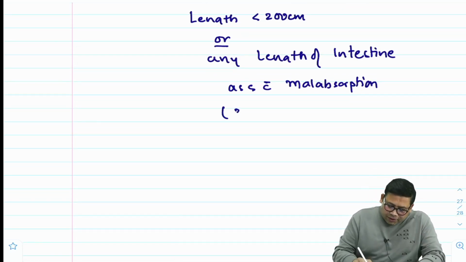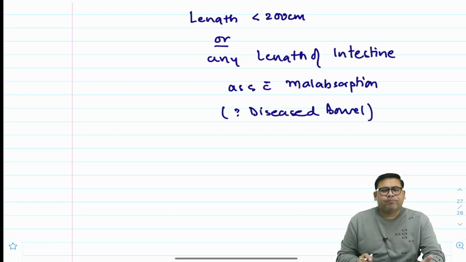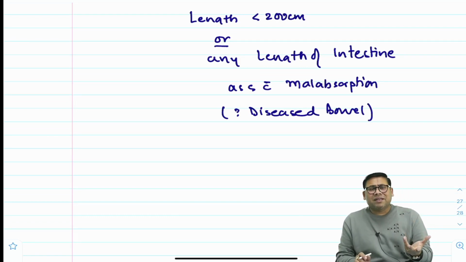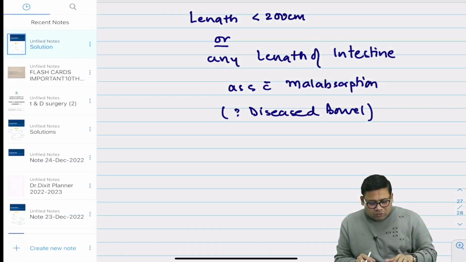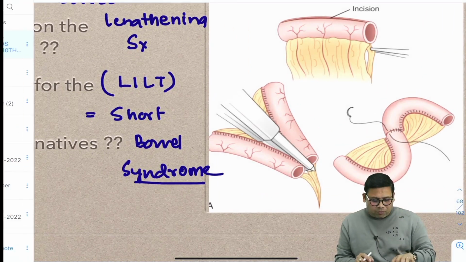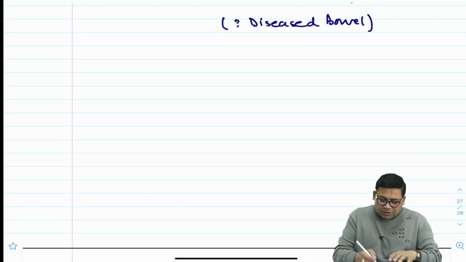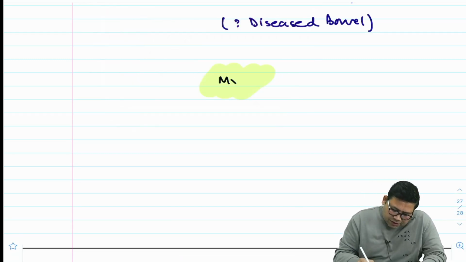So this can be associated with diseased bowel. Suppose there is tuberculosis, again that will result in the very same thing. Suppose this is a case of Crohn's, or a case of radiation enteritis, again the same thing will happen. So what we are planning to do in this surgery is very important. I'm not going to detail. So what is the classical management of short bowel syndrome? This is what I will discuss with you.